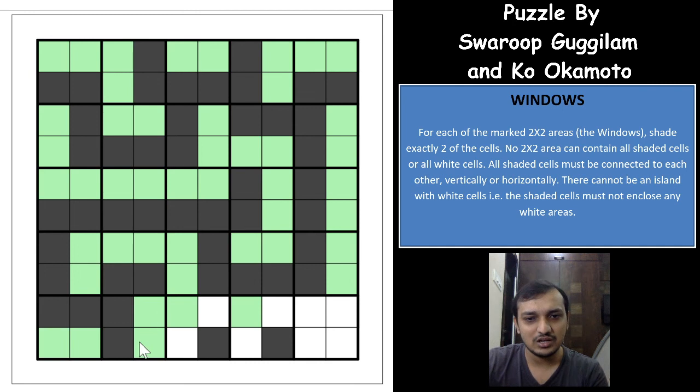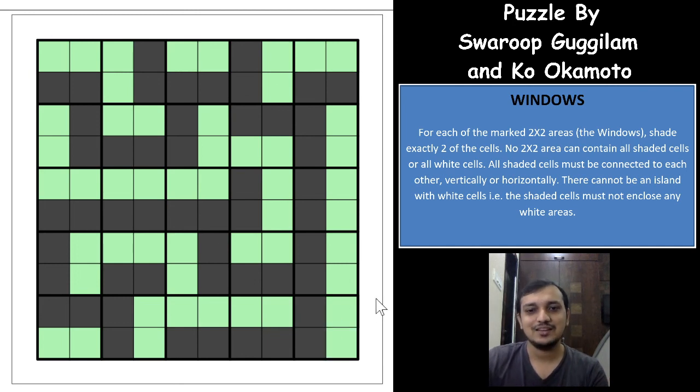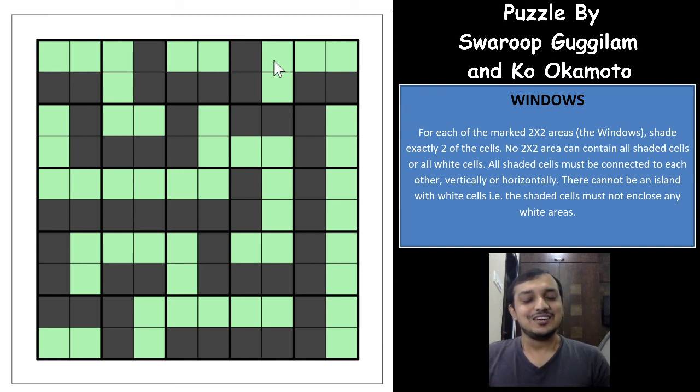and now this 2 into 2 group of white cells. So this is black, this is white, this is black, this is white, this is black, and this is black. Excellent puzzle, friends. Awesome puzzle. So if you see here, all the black cells are connected to each other, and all the white cells are connected to the edge of the grid, right? What an excellent puzzle this is. I really enjoyed both of the Windows puzzles. Thanks Swaroop and thanks Komoto for such wonderful puzzles. I really enjoyed solving these puzzles.